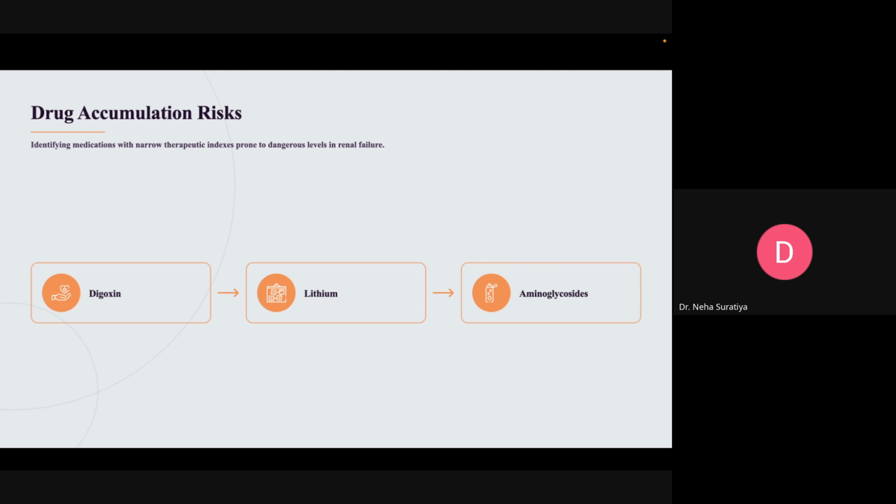Also, we have lithium. If lithium is accumulating, it can directly trigger tremor, guys. Tremor, seizures, extreme confusion. You know lithium, right? So yes, if overdose is happening with this. Aminoglycosides, I already told you, are nephrotoxic agents. If accumulation happens, it can lead to serious renal failure. So nephrotoxicity and some type of ototoxicity are also drug accumulation risks with this.